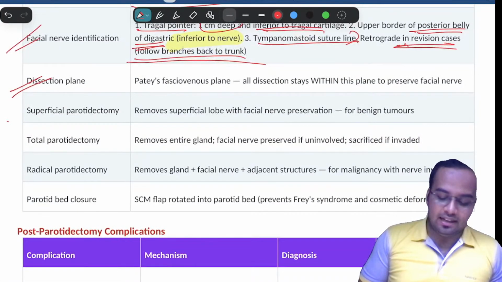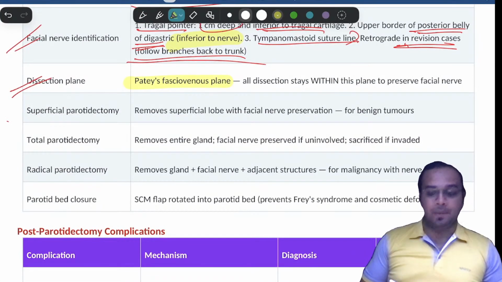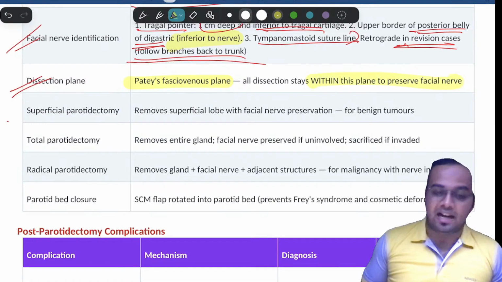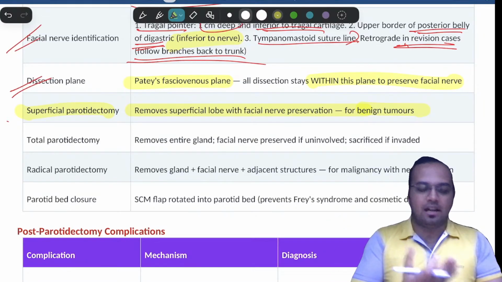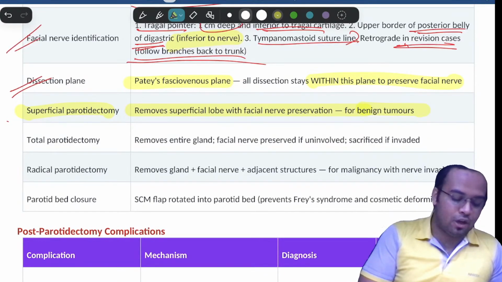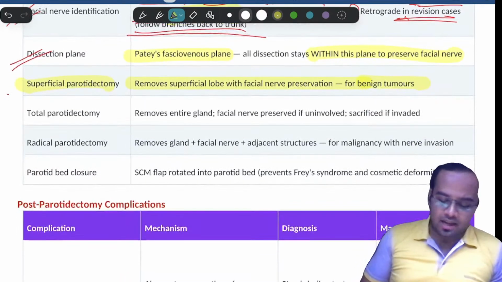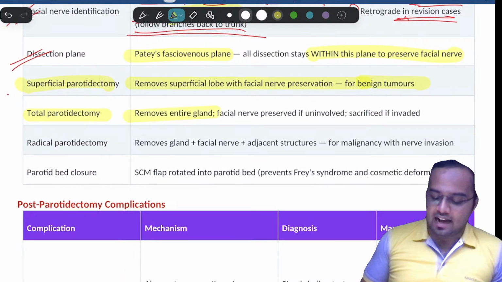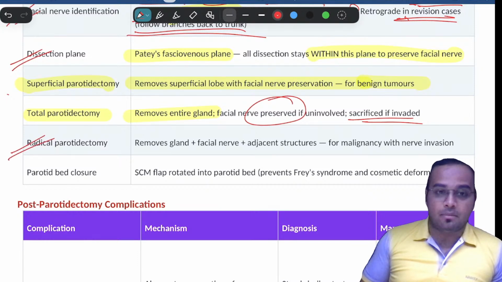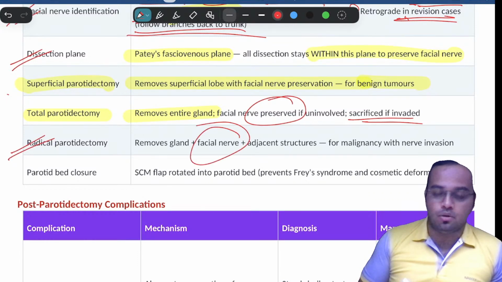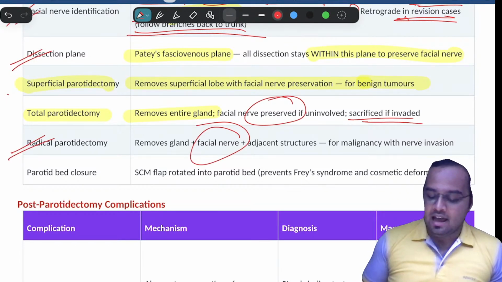Dissection plane हमने कल ही देखा कि पेटिस फेशियोवेनस प्लेक्सस, all dissection stays within this plane to preserve the facial nerve. Superficial parotidectomy removes the superficial lobe. So always remember, अगर nerve के superficial रहोगे तो it is a superficial parotidectomy. If you are going to go deep, it is going to be a deep parotidectomy. Total parotidectomy removes the entire gland and facial nerve might be preserved if uninvolved or might be sacrificed. Radical parotidectomy में facial nerve जाती है. So radical means you are going to remove the nerve along with the gland and adjacent structures.